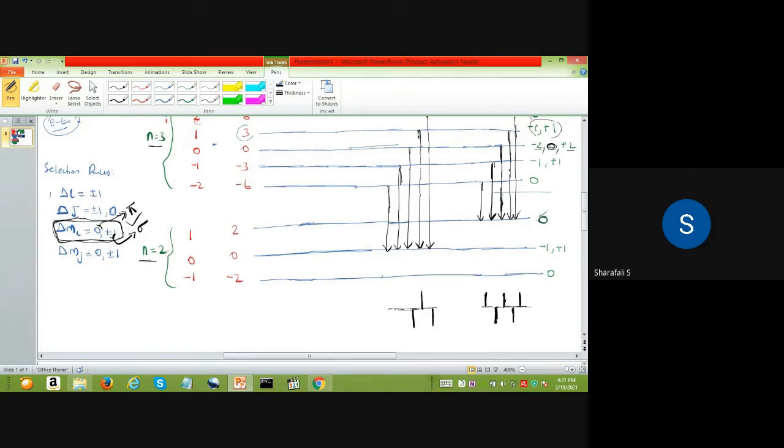In the next case, minus 1, plus 1 to minus 1, plus 1, again a pi component, because it will give me 0, or plus or minus 2. Plus or minus 2 is not allowed. And the last one is 0 to minus 1 and plus 1. So that will give me a sigma component.